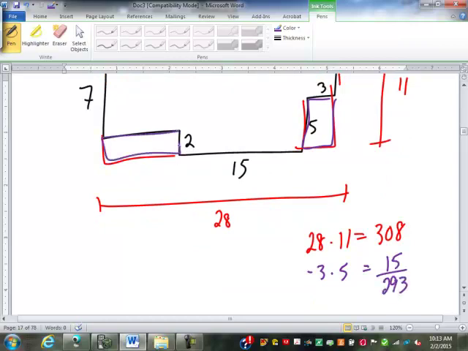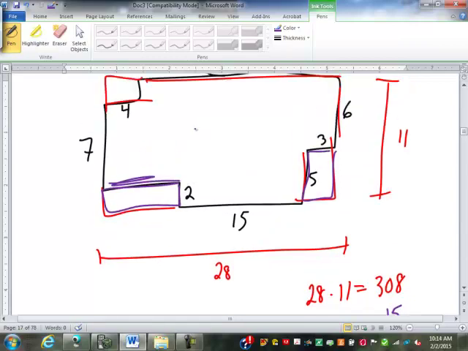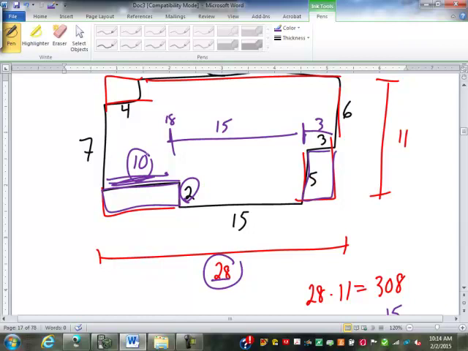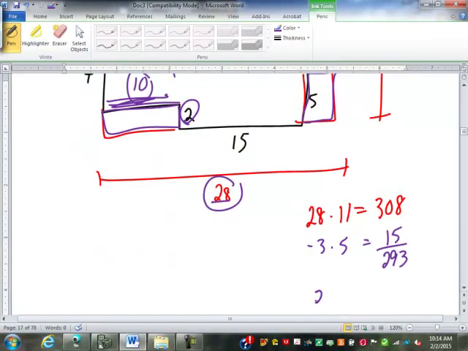This one here is 2 by, I need this dimension. If this is 28, I have 3 and 15, which would be a total of 18 to here. So this piece has to be 10 to add up to 28. So that's 2 by 10 to make that rectangle. That's 20. So you subtract that off to get 273.